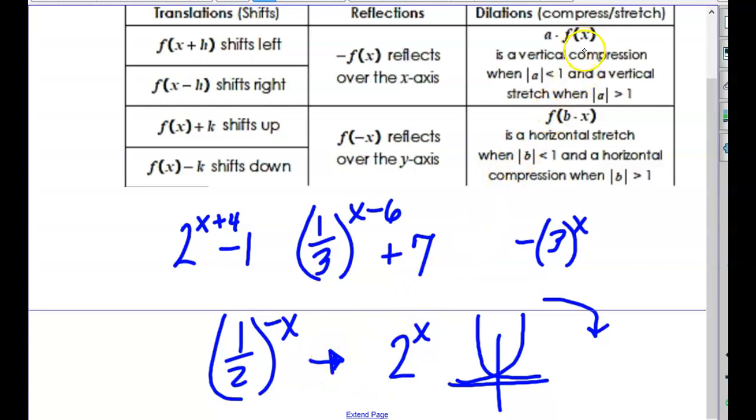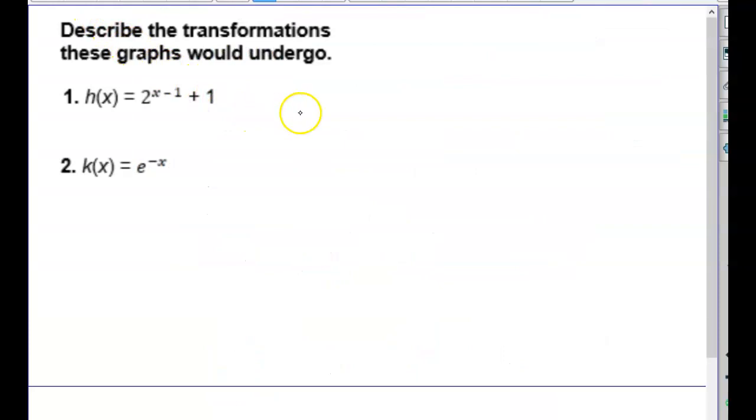And then a vertical stretch would be multiplied, like if we put a 4 out here in front, this would stretch it up by 4. So the intercept would move up to 4. And a horizontal stretch or compression goes inside, which I don't think we'll have. So can anybody tell me the two things? This is just over on the side of your paper, these two quick questions. What are the two things happening to this guy?